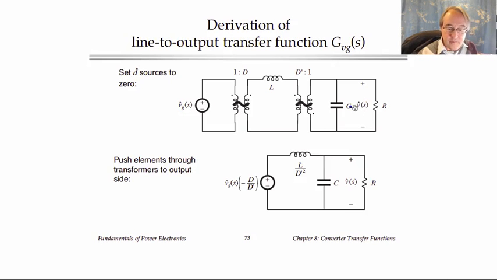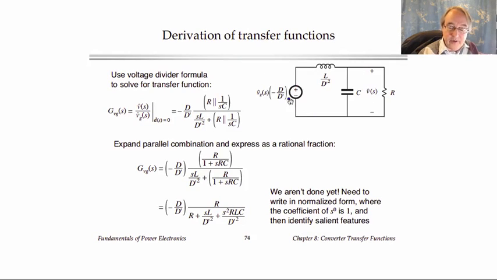Okay, next we can push all of the elements to the right through the transformers. So if we push the inductor through this transformer, we'll have to divide by D prime squared, as shown here. And when we push the vg hat source through both transformers, we multiply by D, divide by D prime, and then we have to reverse the direction because the dots are reversed. So we get vg hat times minus D over D prime for that source. So now we have this circuit.